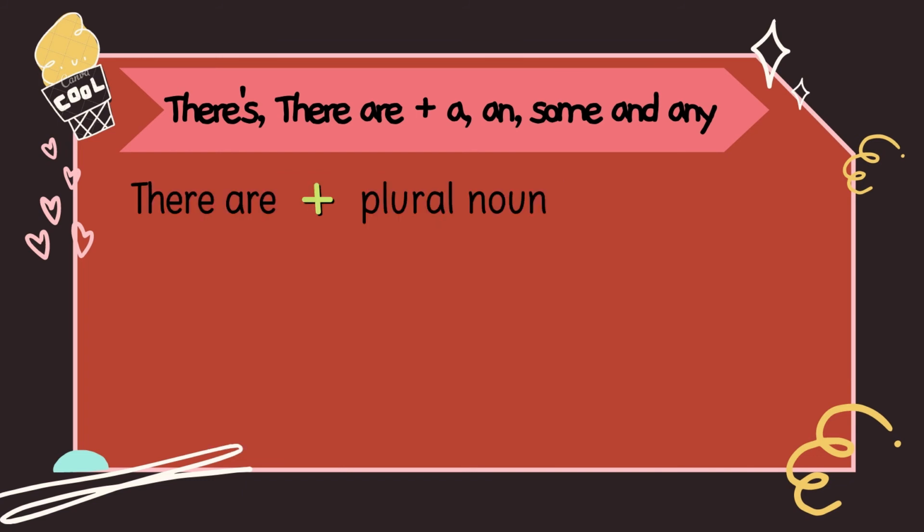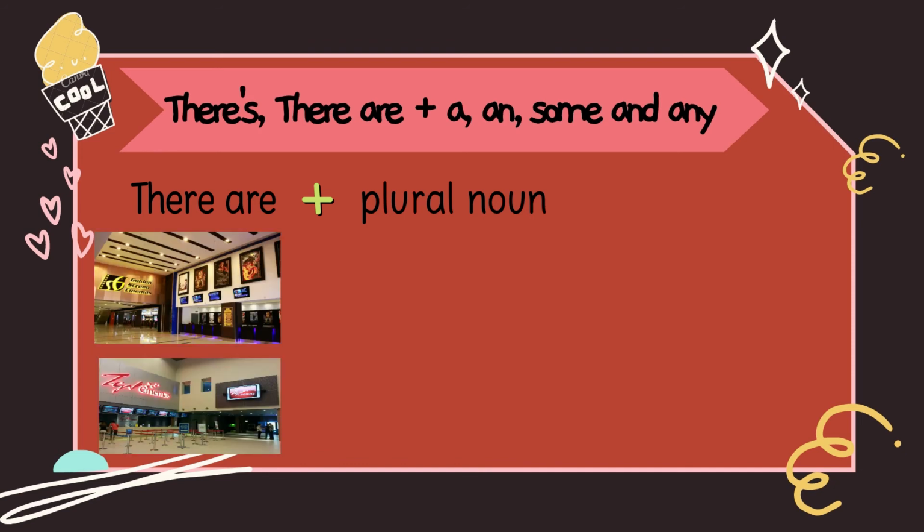Next, number 2, there are. There are is used together with plural nouns. Plural means more than one. So look at the picture. 2 cinemas, right? We have TGV, and we have GSC. So the sentence will be, there are 2 cinemas. There are 2 cinemas.